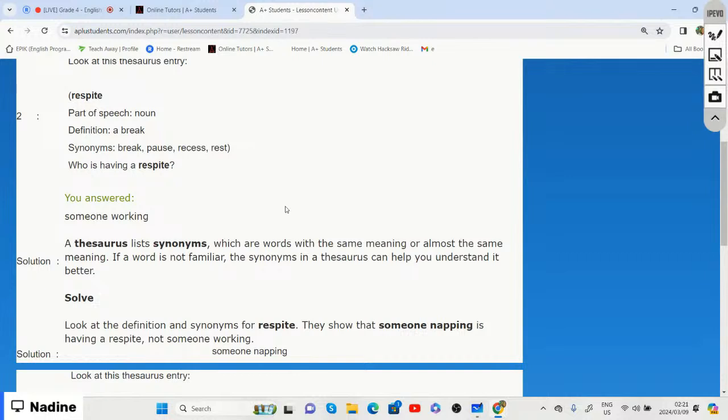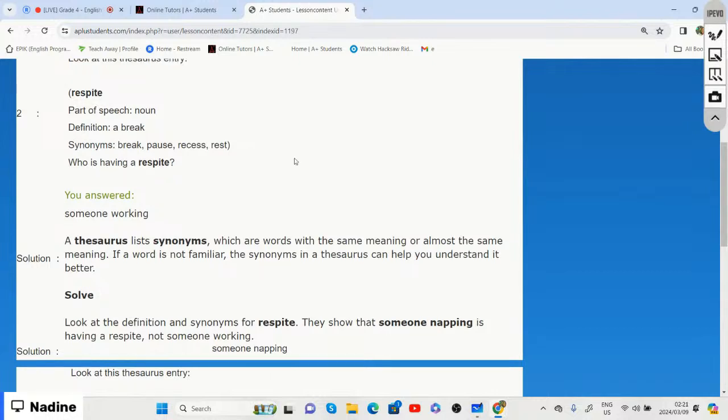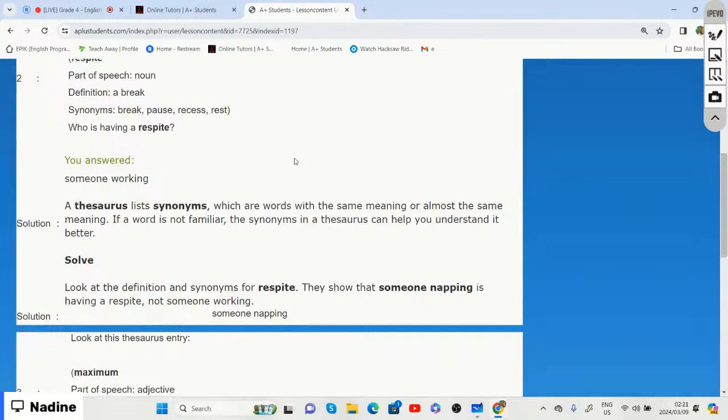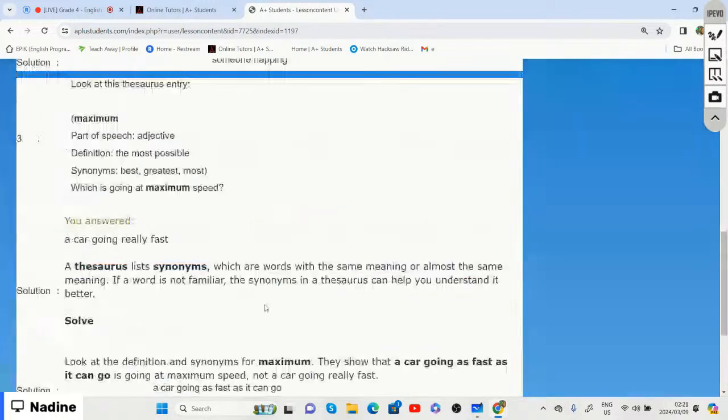All right. So we have respite. The part of speech is a noun. It needs a break. That is respite. Then we have maximum.